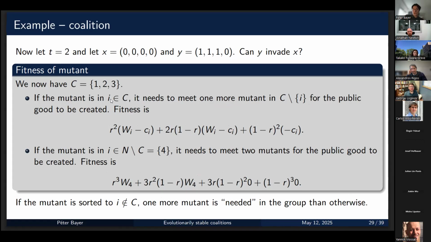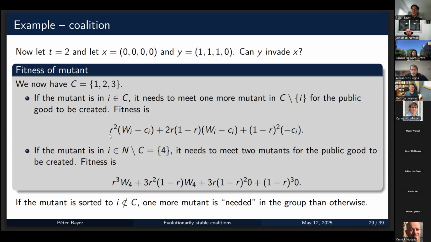If the mutant ends up being sorted into C, so I am either type 1, type 2, type 3, in order for the public good to be created, I need to see at least 1 more mutant in the types C that is not me, right? If I am in type 1, I need type 2 or type 3 to be occupied by a mutant, because then they contribute, and then the public good is created. If that doesn't happen, if both of them are occupied by residents, then they won't contribute, and I'm wasting my breath for nothing. I'm just paying the cost and I get no benefit.